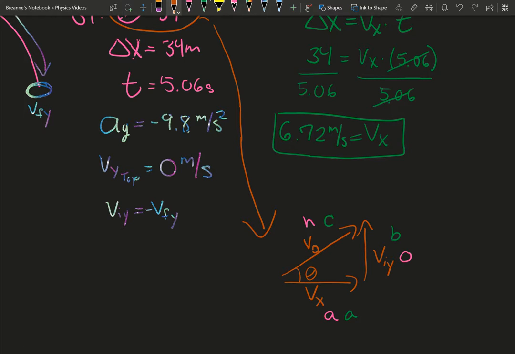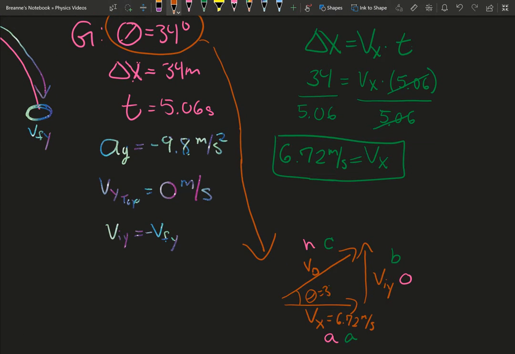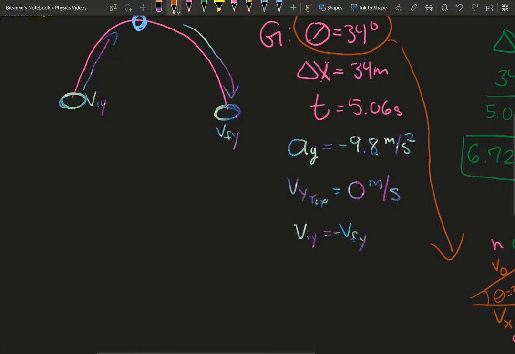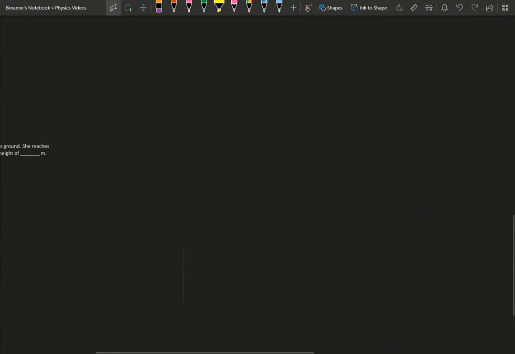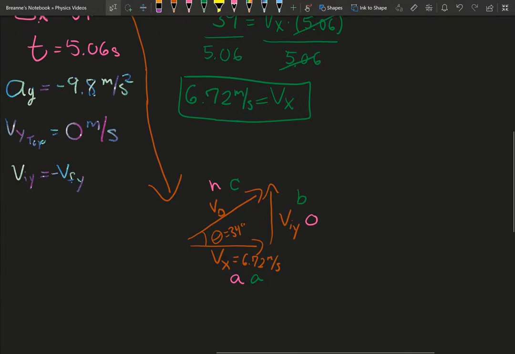And what we have right now is our velocity in the x, which equals 6.72 meters per second. We also have our theta, which is 34. So if we have our x velocity and our theta, we can solve for our other 2 sides. As long as you're given the theta and one of the sides, you can solve for the other 2 sides.